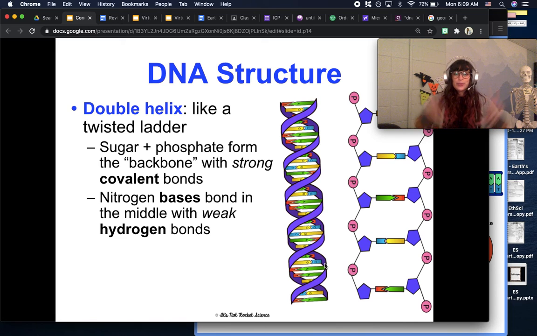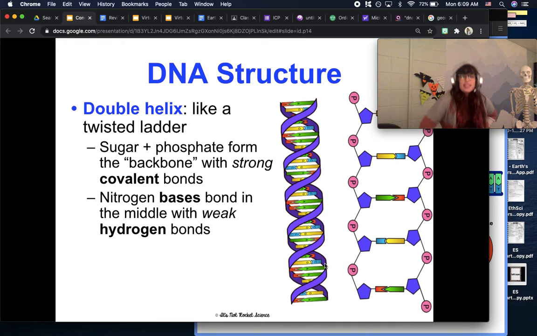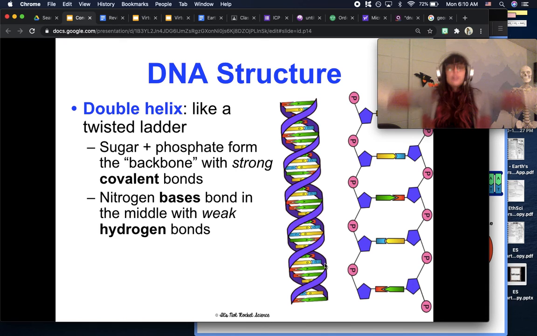In the middle, the rungs of the ladder are the nitrogen bases. They're held together by really, really weak hydrogen bonds. All you need to know about those bonds is that they're weak. They're so weak. What would be easier to break? The backbone or the rungs of the ladder? You're correct if you said the rungs of the ladder would be easier to break apart because they're held together by really weak hydrogen bonds.